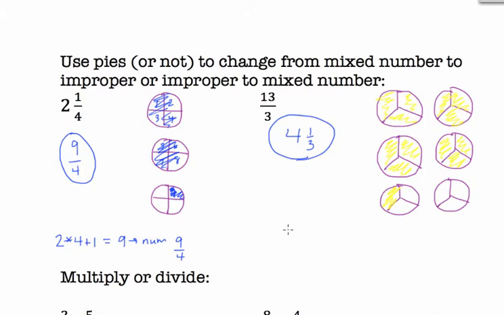A way to do that without drawing out the pies, if you take 13 and divide by 3, so that would be like this, 13 divided by 3. 3 goes in there 4 times with a remainder of 1, so you would say 4 and 1/3. Even if you do it without drawing the pies, I think it's helpful to have the picture of the pies in your head so that you can know what you're really doing.